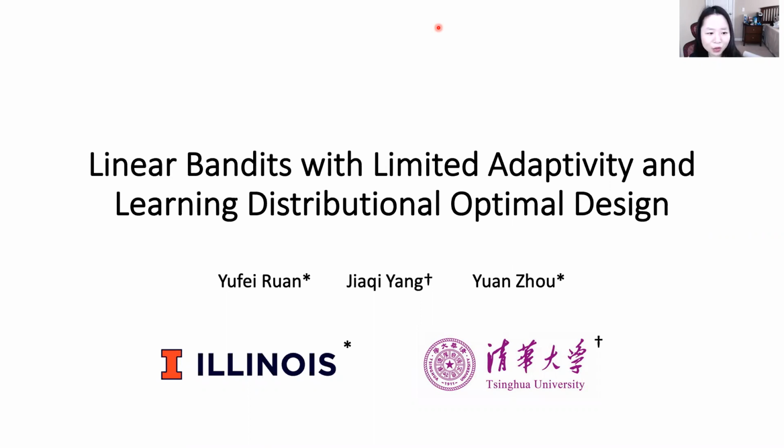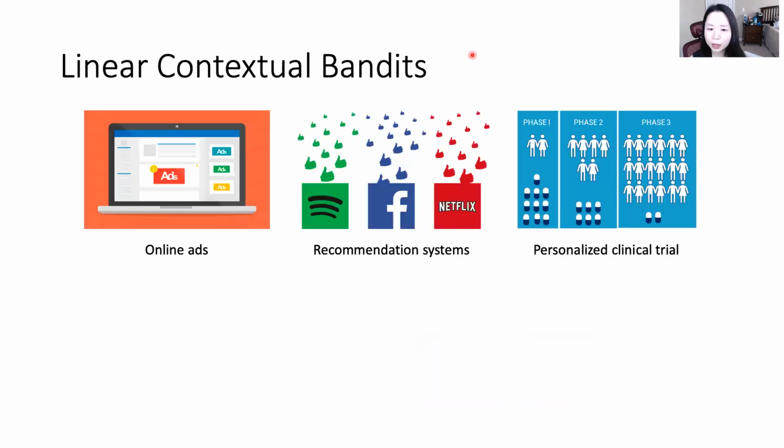First, for the title, you may want to ask what is linear bandits, what is limited adaptivity, and what is distributional optimal design. I will answer these questions in the presentation. So first, what is linear bandits?